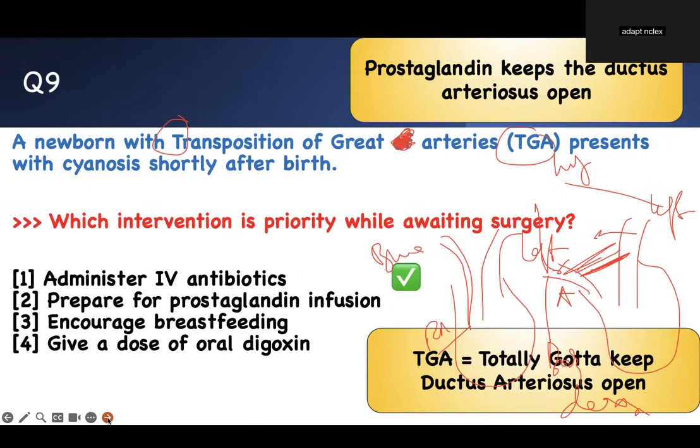The TGA is not good for life. Transposition of great arteries. And therefore, we need to keep the ductus arteriosus open when you have prostaglandins. If you are born and your ductus arteriosus is open, that is PDA, we give you NSAID. If you want to keep it open, you give them prostaglandins. That's why number 2 is the right answer. This is the hard one, but that's the strategy.